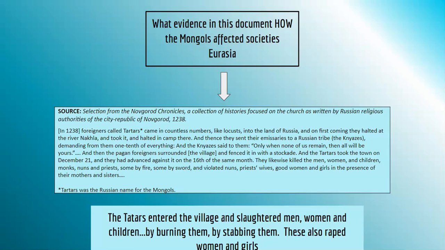I'm still basically saying what the quote said. I'm just putting it in my own words. They entered the village, they slaughtered men and women, they burned them, they stabbed them, they raped women and girls. So that's my paraphrased version of the evidence found in the document. And that's what you need to do when you provide evidence from the documents in the DBQ. Hopefully that makes more sense to you.